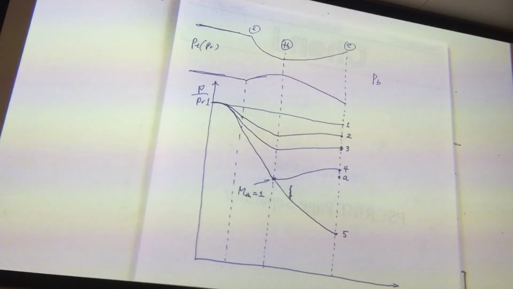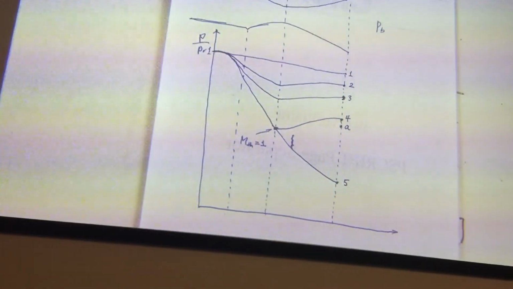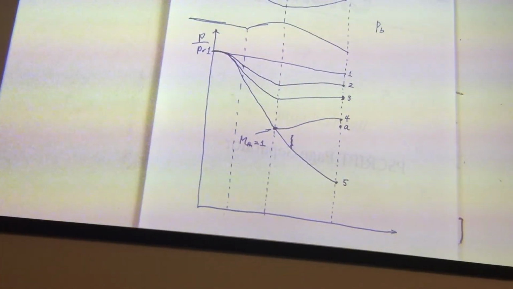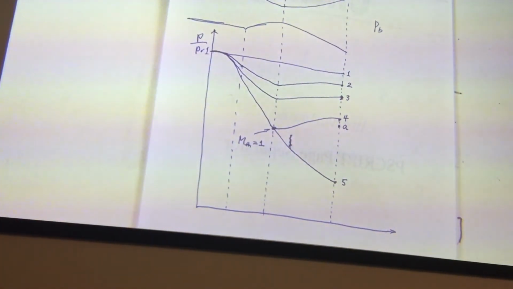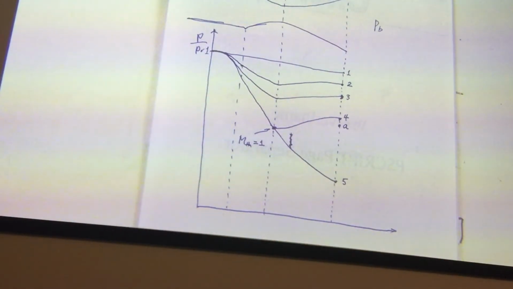And once you encounter a shock wave, in this case we call it normal shock, meaning that the shock wave is normal to the flow direction. Okay, we call it normal shock. And for now, just trust me. After the shock wave, the flow becomes subsonic.